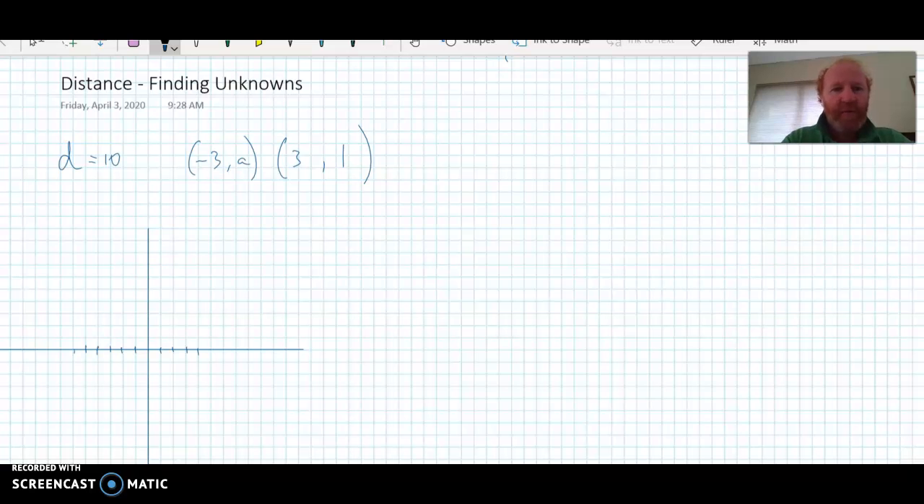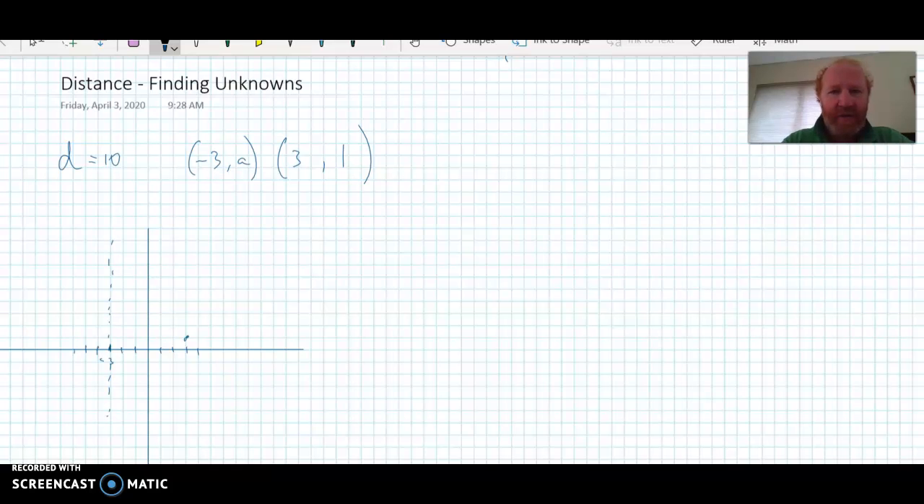If I just plot the points that I do know, I've got a point (-3, a), so it's out here at -3, but I don't know whereabouts along this line it is. It's somewhere along that line. My other point is at exactly (3, 1), just there. Now I can start to think about a distance between these points.